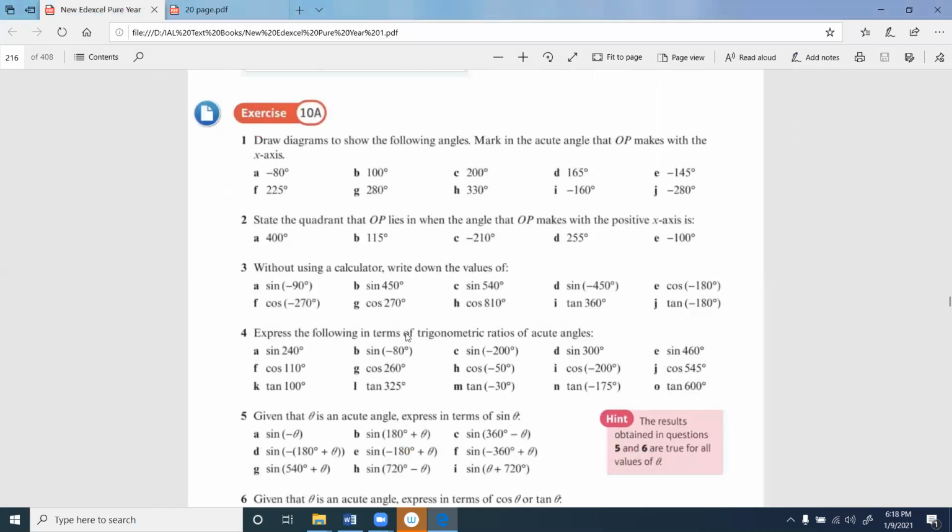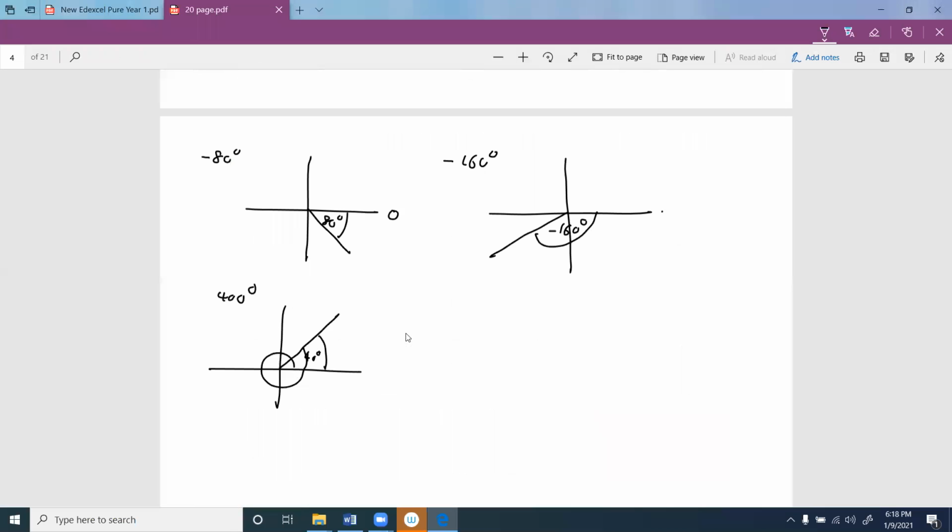Now we need to express the following in terms of trigonometric ratios. Sine 240, we know how to do it. If you happen to see this kind of situation, how do you find it? Sine minus 180, sine minus 80. If you need to find sine minus 80, you can see that it is exactly similar to this situation, just like this.